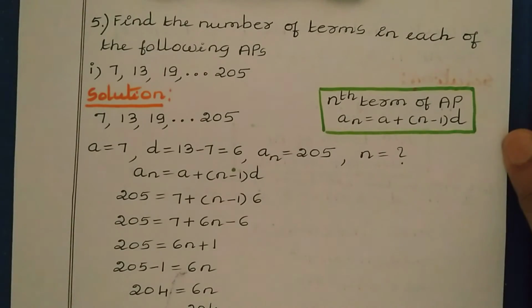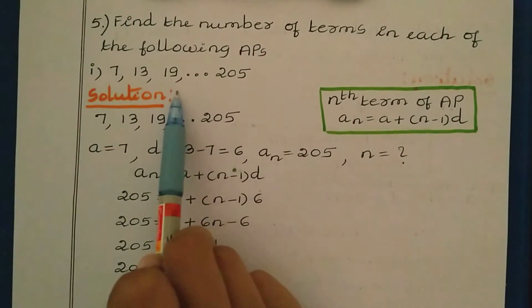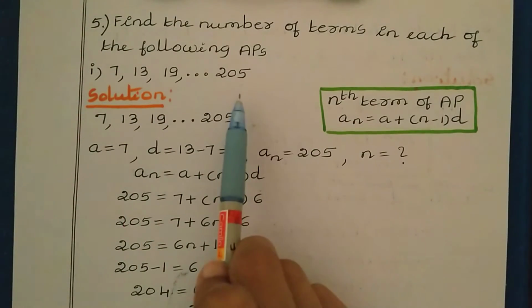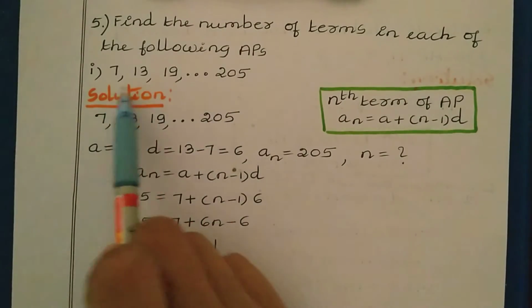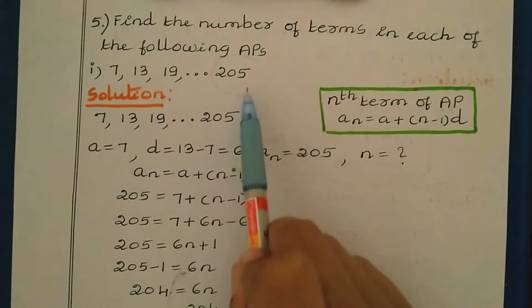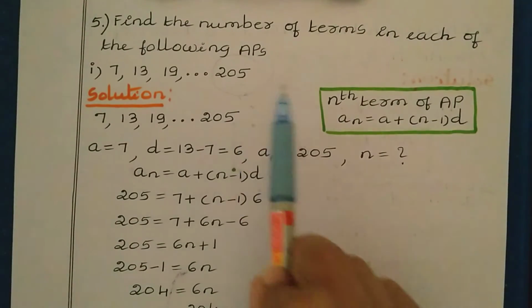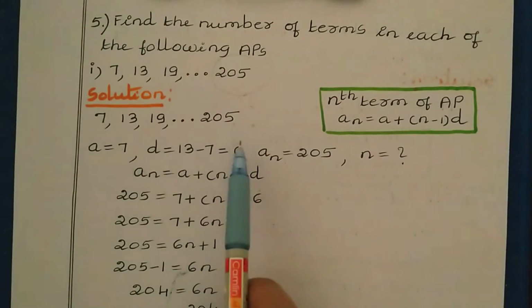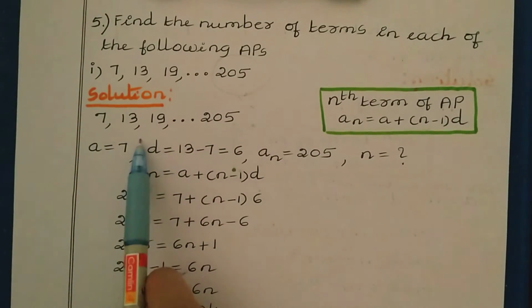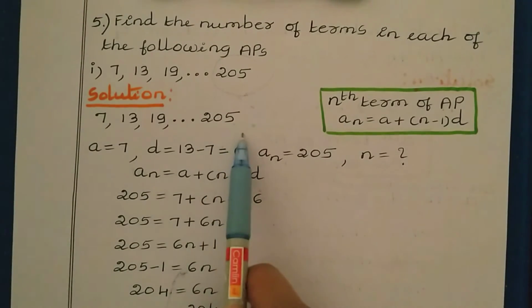Question number 5. Find the number of terms in each of the following arithmetic progressions. First, sub-question: 7, 13, 19, up to 205. In this question, they have given an arithmetic progression. Along with that, they have given the nth term of the arithmetic progression. And we need to find the value of n here. So first of all, let us write the given arithmetic progression 7, 13, 19. The last term, that is the nth term, is 205.